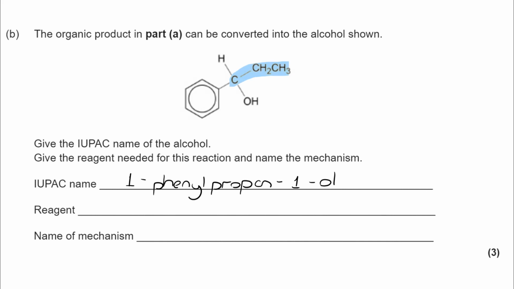In terms of the reagents, there are others which you can use, but I'm going to go down the route of hydrogenation, which is hydrogen with a nickel catalyst. You do need both of those to get that mark for the reagent. And as I've already touched on, the name of that reaction is hydrogenation.